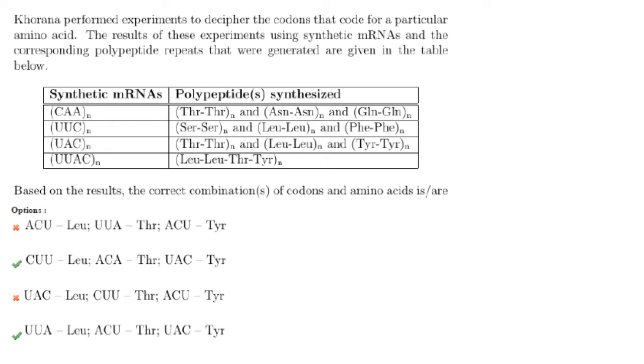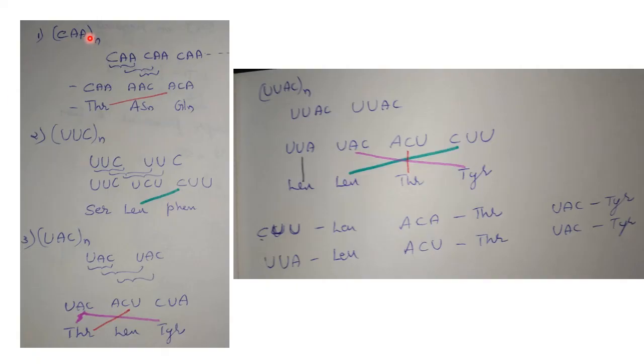I have discussed the answer in the next slide. Now CAA n times, that is CAA, CAA, CAA. Now CAA, if you take, you can get codons CAA, AAC and ACA. These can code for three different amino acids, that is threonine, asparagine and glutamine. But we don't know which codon codes for threonine, which codes for asparagine, or which codes for glutamine. Similarly, UUC repeats, you can have UUC, UCU, CUU, coding for serine, leucine, phenylalanine. But which codon codes for serine, leucine or phenylalanine, we don't know.